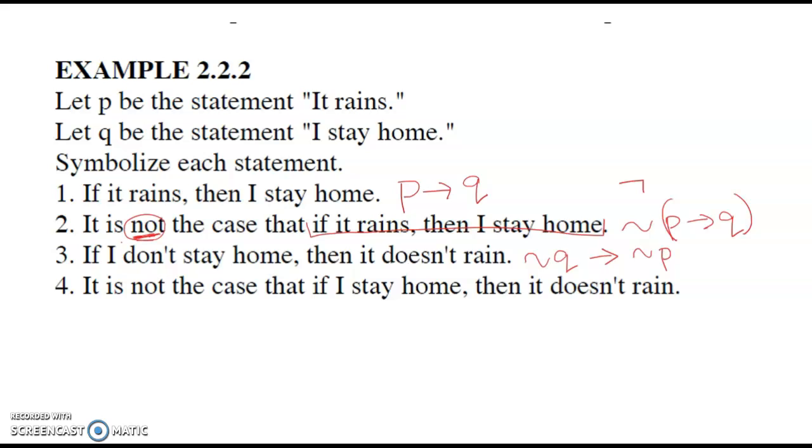Number 4, it is not the case that if I stay home, then it doesn't rain. So again, I'll take a look at that statement first. If I stay home, that's Q, then it does not rain, so I want to negate P. And pretty similar to number 2, this statement has been negated, so I'm going to negate the whole thing, and there we go. So we have some plain English statements and mathematical statements.